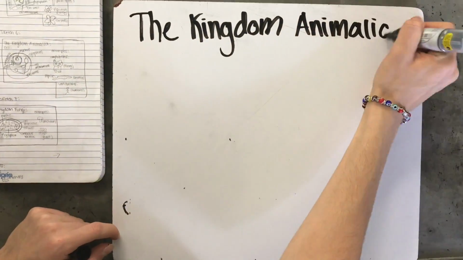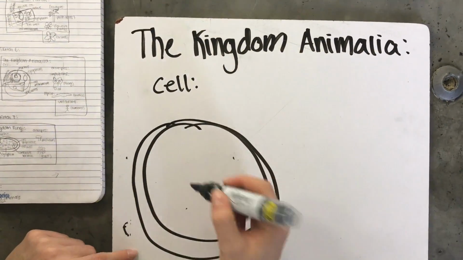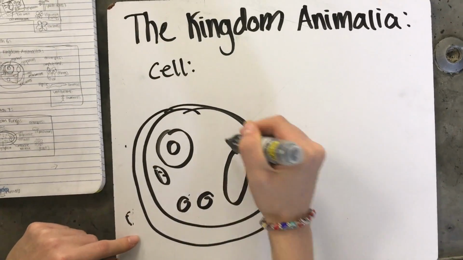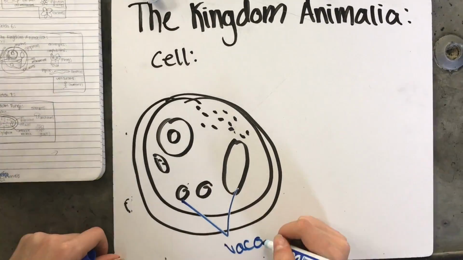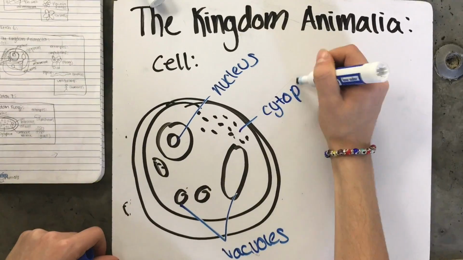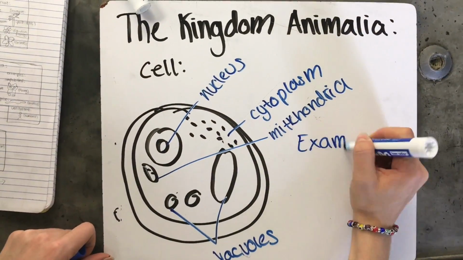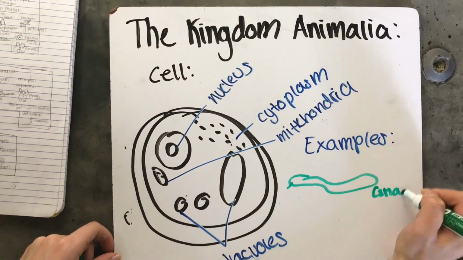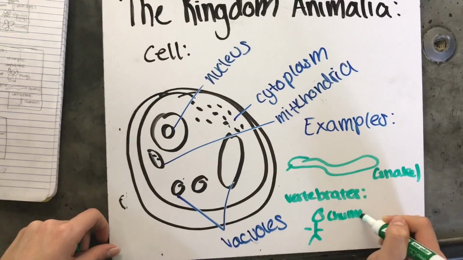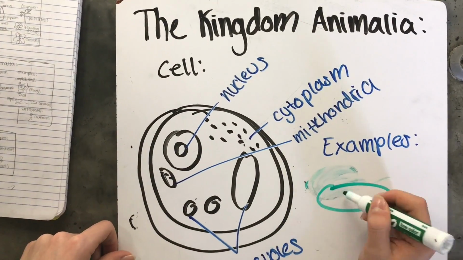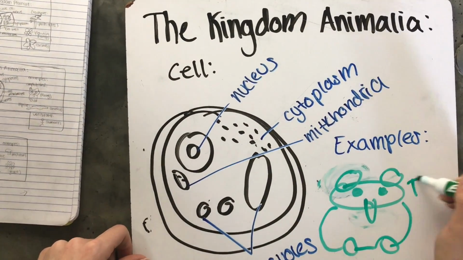The kingdom Animalia. They are multicellular animals, ingestive heterotrophs. They consume food and digest it inside their bodies. They feed on plants or animals. Some examples are vertebrates, amphibians, and reptiles. What makes this kingdom unique is that they have multiple mitochondrial cells and depend on other organisms for food.